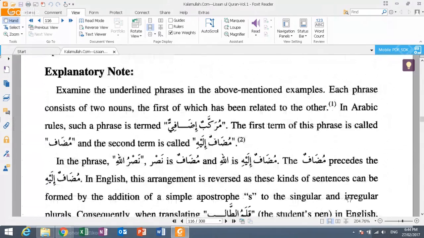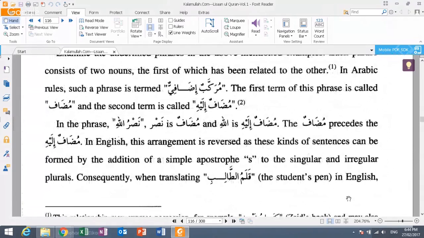Alhamdulillah. The mudaf precedes the mudafun ilayh. I said just say this mudaf simply, because when you stop, it is mudaf. Mudaf precedes the mudafun ilayh. In English, this arrangement is reversed, as these kinds of sentences can be formed by the addition of a single apostrophe s to the singular, Zaid's pen, for example. So Zaid's, you see?